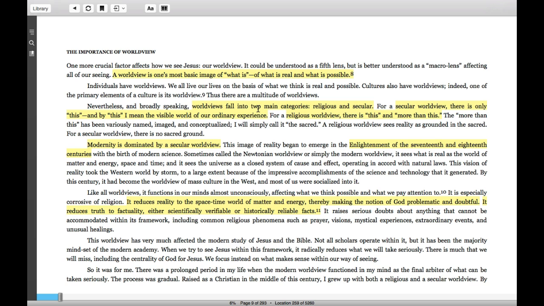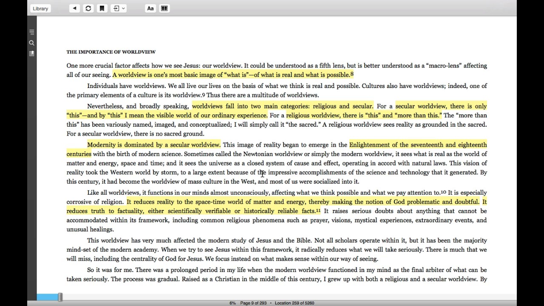And there were basically two main categories. There was the religious worldview, and there was the secular worldview. Now, what he goes on to say is that modernity is defined by the secular worldview. So what does he mean by the secular worldview? Well, you need to go back and understand. The secular worldview believes that there is only this. And by this, he means the visible world of our ordinary experience.